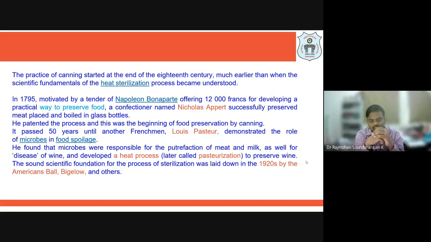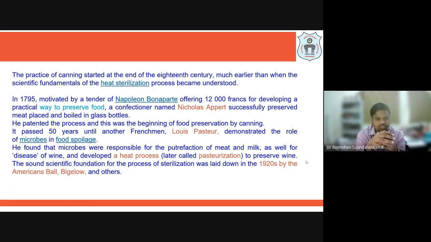Actually, if you look at this kind of thing, whether biotechnology came only 100 years back or 50 years back, was sterilization done by our ancestors or in history earlier or not? We can look at here. The practice of canning started at the end of the 18th century, much earlier than when the scientific fundamentals of heat sterilization process became understood.